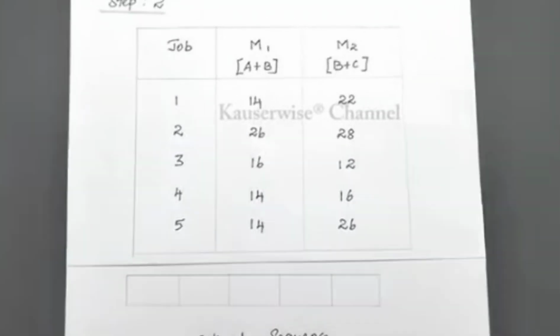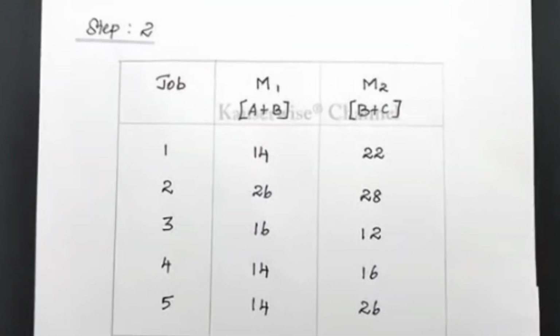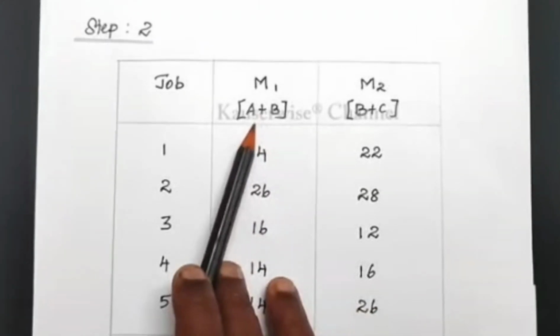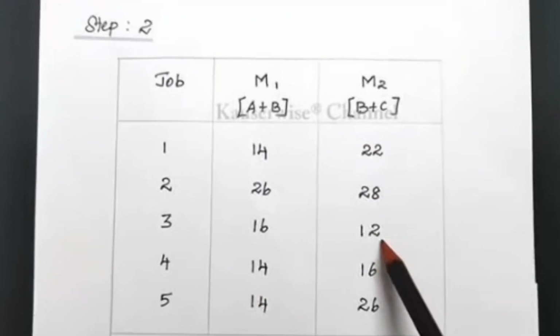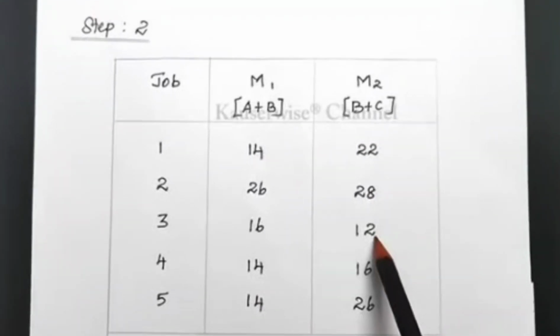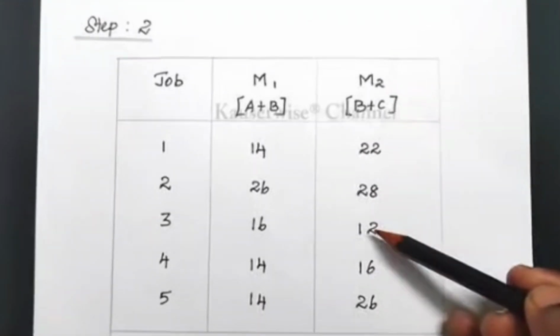What is the first procedure? So first we need to find out the minimum duration among M1 and M2. Okay, so find out the minimum duration. Yes, so 12 is the minimum duration, but it occurs on machine 2. So what is the procedure?